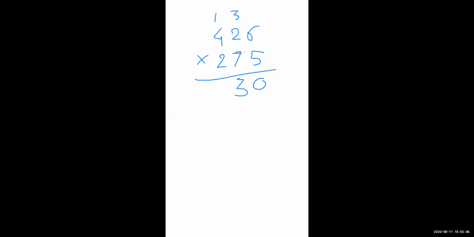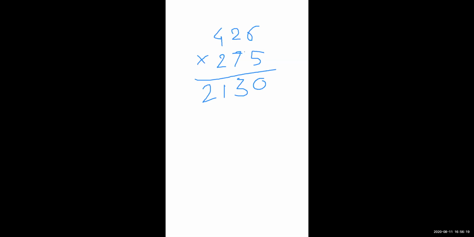5 4s are 20. 20 plus 1, that is 21. Okay, 21. It means after multiplying by the units place, or 5 units, you will get 2130. Okay, now next step. What is the next digit? 7 tens means 426 multiplied by 7 tens, that is 70.